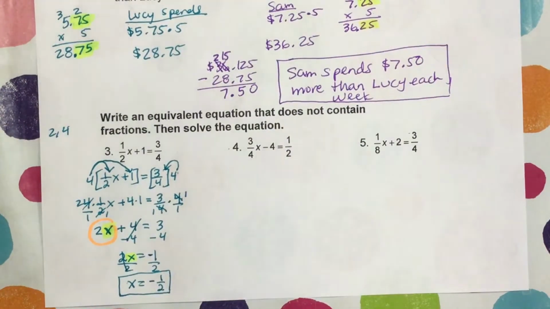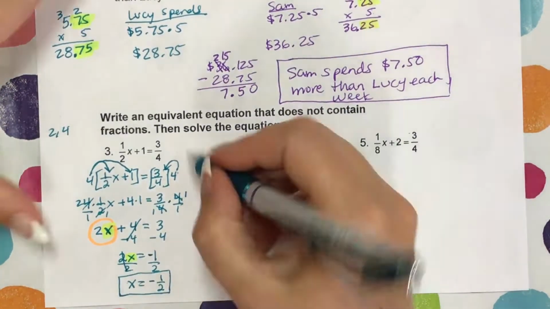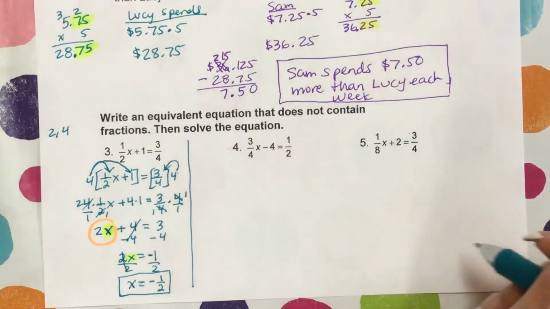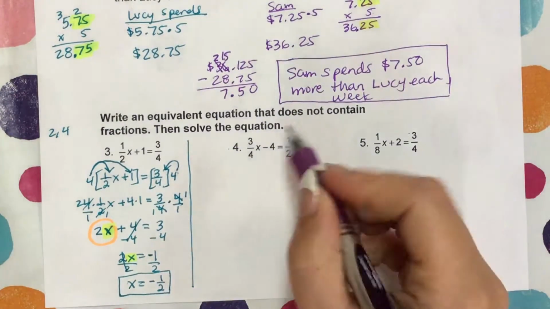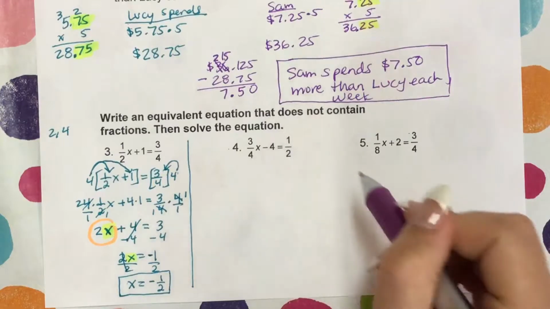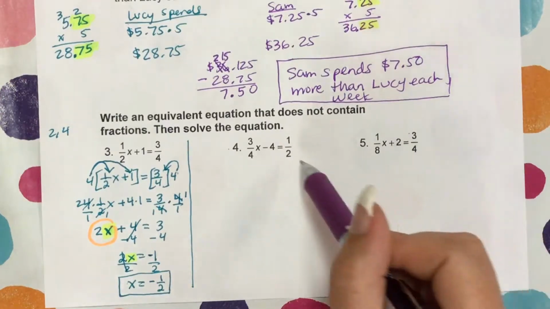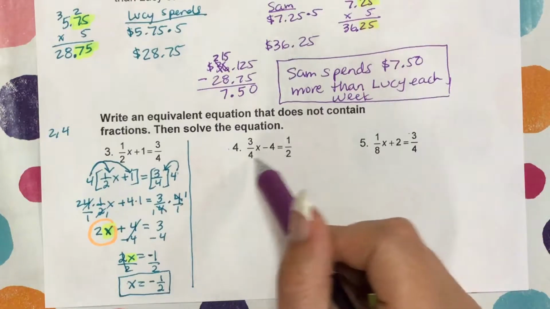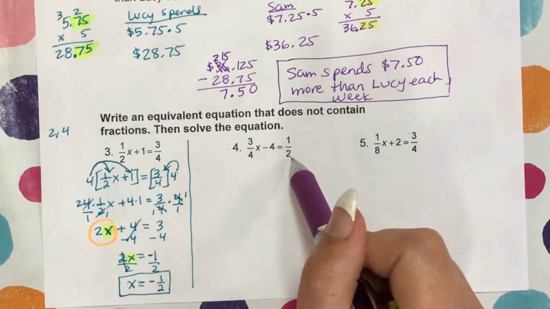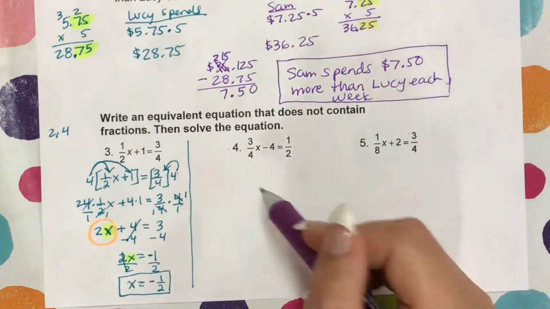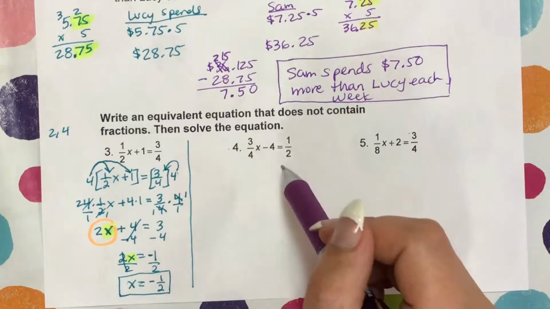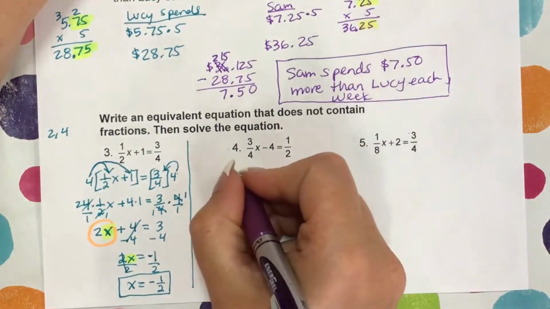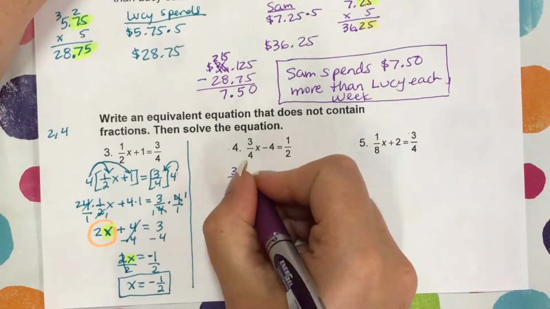Okay, cool. Let's go ahead on to problem 4. So problem 4, we have 3/4 x minus 4 equals 1/2. So again, we have to find the LCM, the least common multiple between 2 and 4. We just found that if you count by 2s, 2, 4, you end up with 4. So we know that the least common multiple is going to be 4. So that means we're going to multiply both sides of this equation by 4.